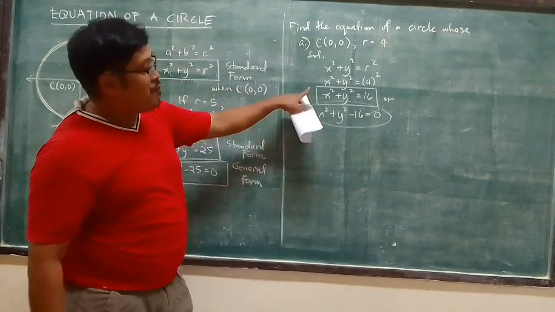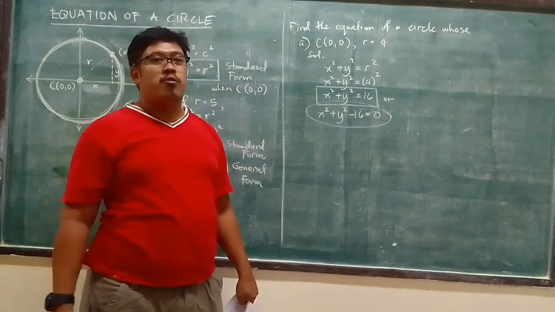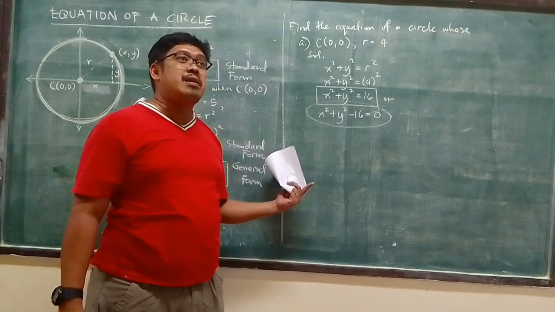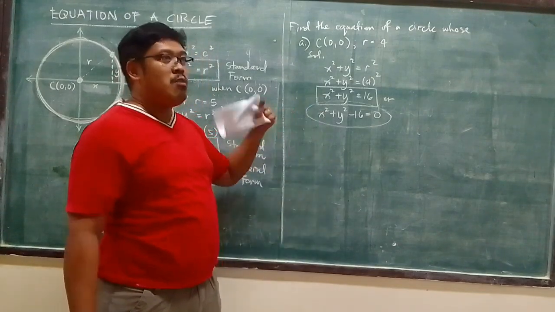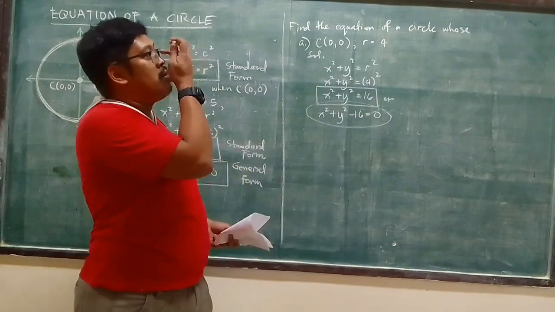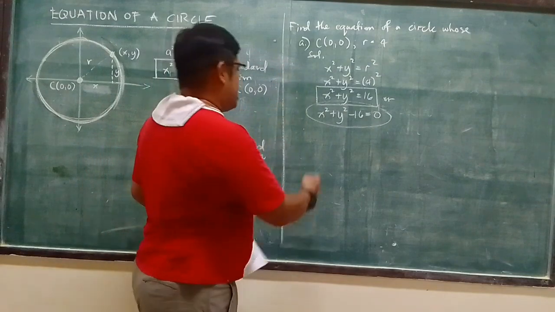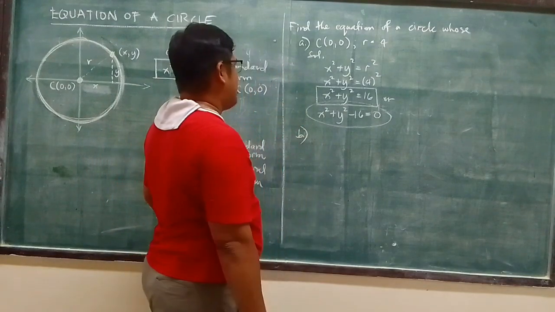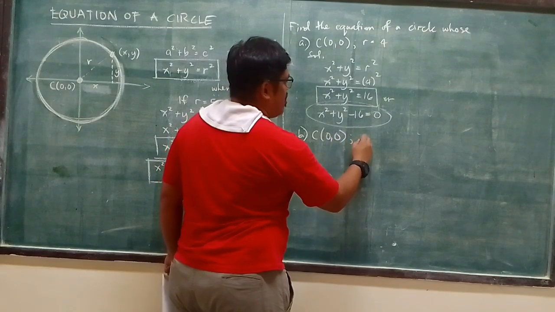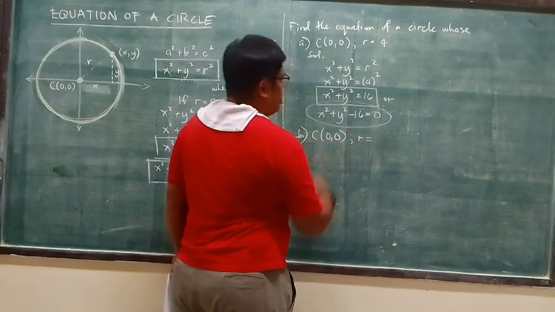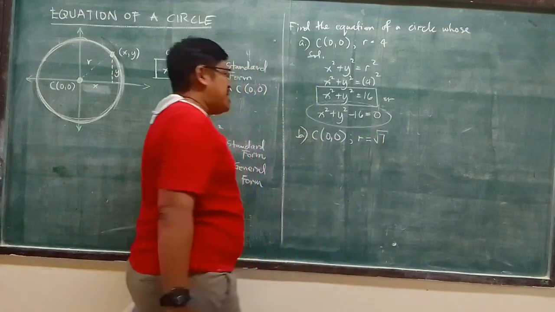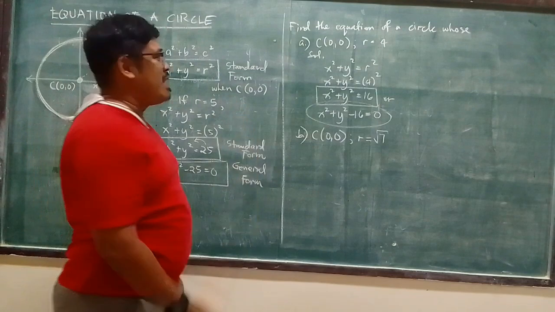Okay? Standard form, general form. Pero in most cases, ang hinihingi most probably is standard form. So, let's have now your second example. Okay, yung center is still at (0, 0) and your radius is equal to the square root of 7. So, ganun pa rin ang idea.